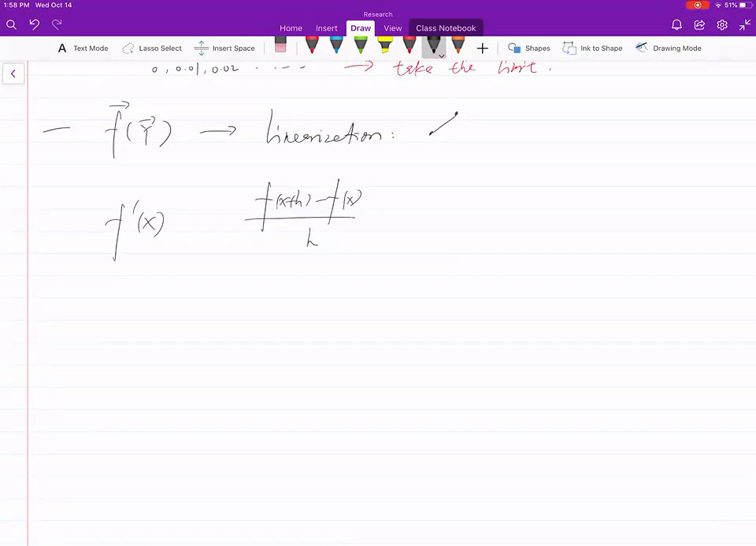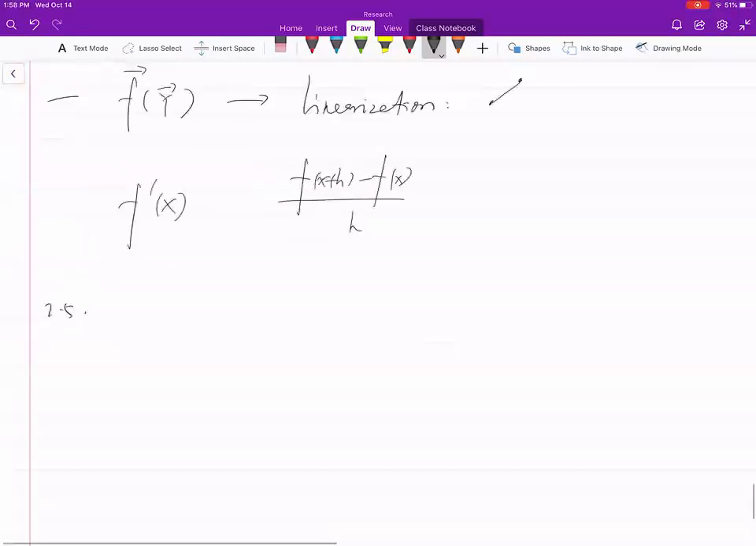Now let's go to 2.5. Yeah, that's my thing. I don't know what this book is doing. Yeah, they just jump from one place to another. Either way, Euler's method.